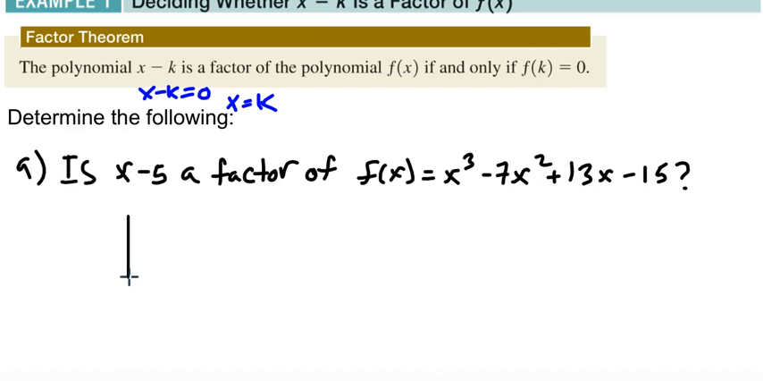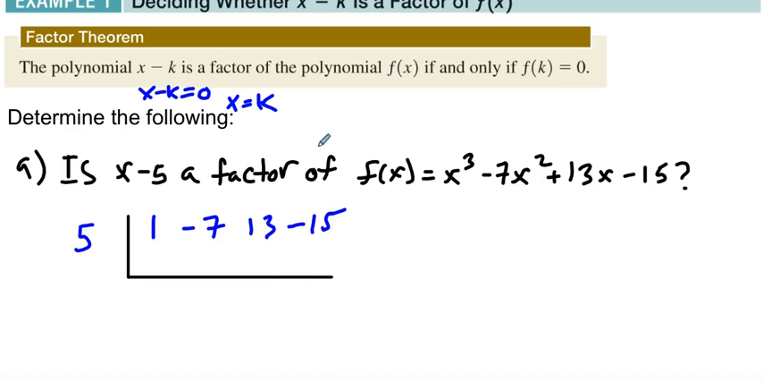So I'm going to set it up by doing my little half a rectangle. All right, and I put my value out here, which is 5, and then I have to put my coefficients. All right, 1, -7, 13, and -15. Okay, and we went over synthetic division in 11.1. So now you drop down and you always multiply. You add, and then you multiply. Add, and then you multiply, and then you add.